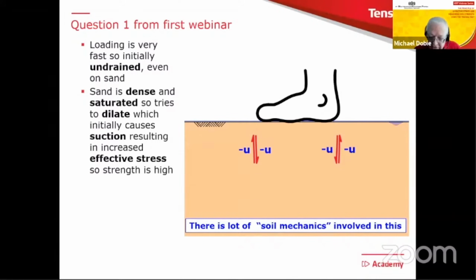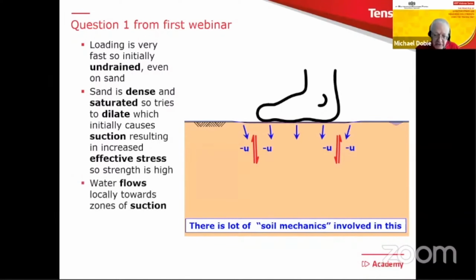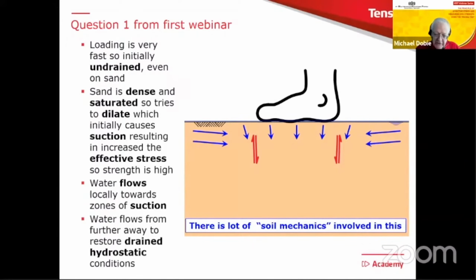But then very quickly, water starts to flow, initially locally. So we get the slightly drier looking area at the top. And then as we wait a bit longer, we get further flow from further away. And essentially it all comes to equalize the pore pressures.